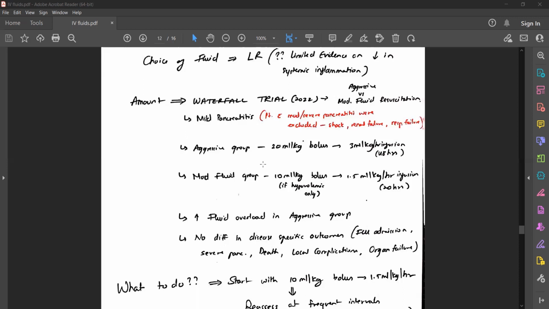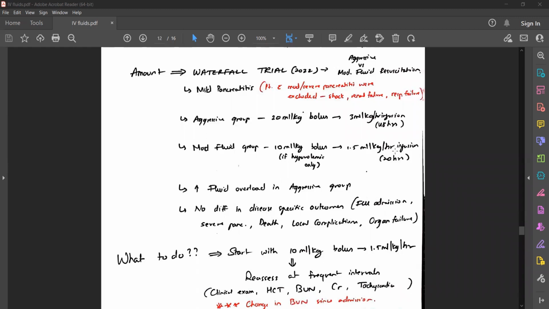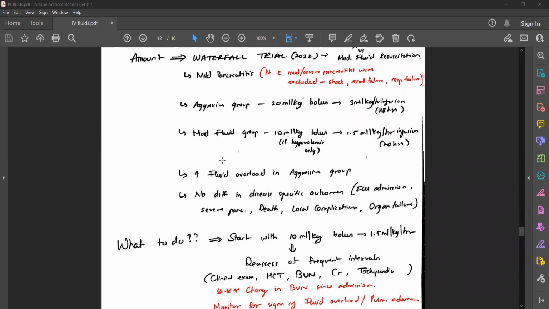And then the aggressive group, they gave 20 ml per kg of bolus. And then after that, they kept them on 3 ml per kg per hour of infusion for 48 hours. In the moderate fluid group, they used 10 ml per kg of bolus if they were hypovolemic. And after that, they kept them on 1.5 ml per kg per hour of infusion for 20 hours. They found that there was increased chances of fluid overload in the aggressive group, and there was no difference in disease-specific outcomes, that is ICU admissions, development of severe pancreatitis, death, local complications, and organ failure.